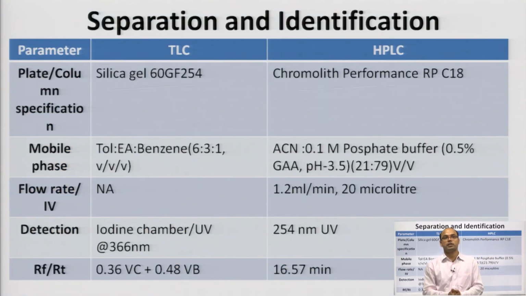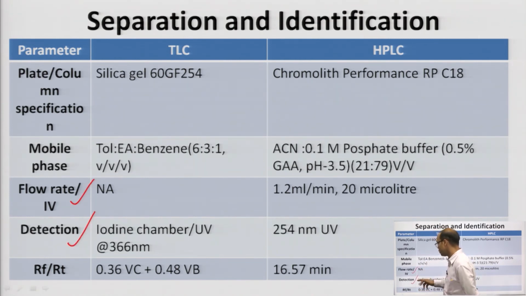If we look at the separation and identification of the phytoconstituent, we have various techniques like TLC, HPLC and HPTLC. For TLC, we have used pre-coated plates of silica gel 60 GF 254. For the mobile phase for TLC detection, we have used toluene, ethyl acetate and benzene in the ratio of 6:3:1 volume by volume. Flow rate is not applicable in TLC analysis, it is for HPLC analysis.